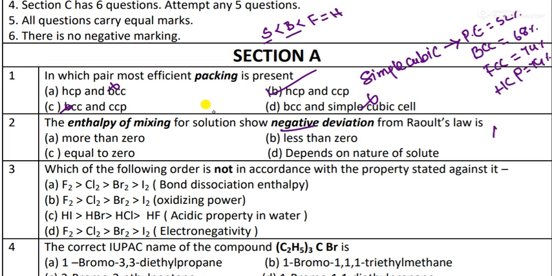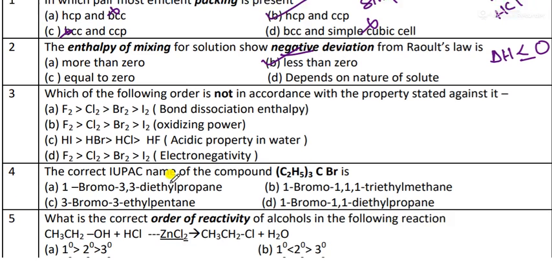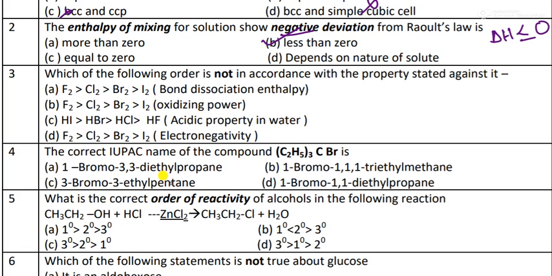Next question is the enthalpy of mixing of a solution with negative deviation. It means delta H value is less than 0. Delta H value is less than 0. So what is the answer? The answer is B only. Here also B, nothing but less than 0.